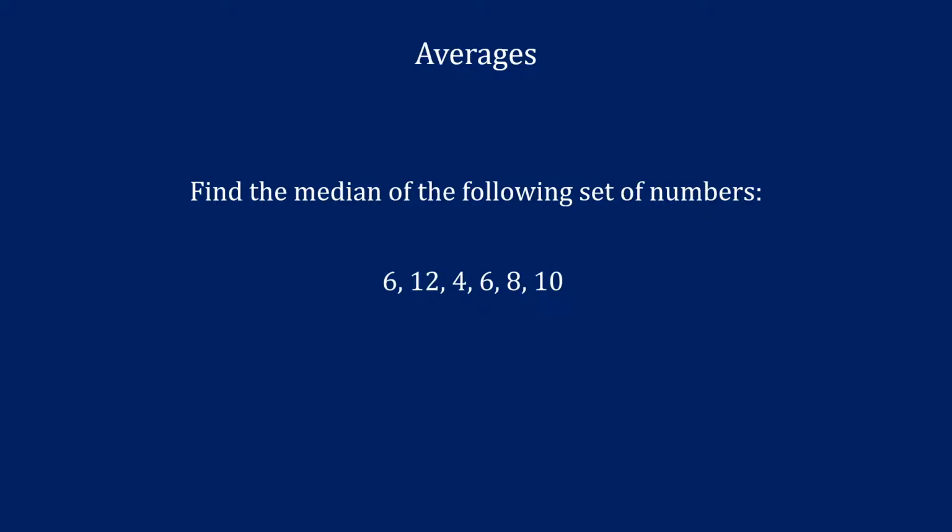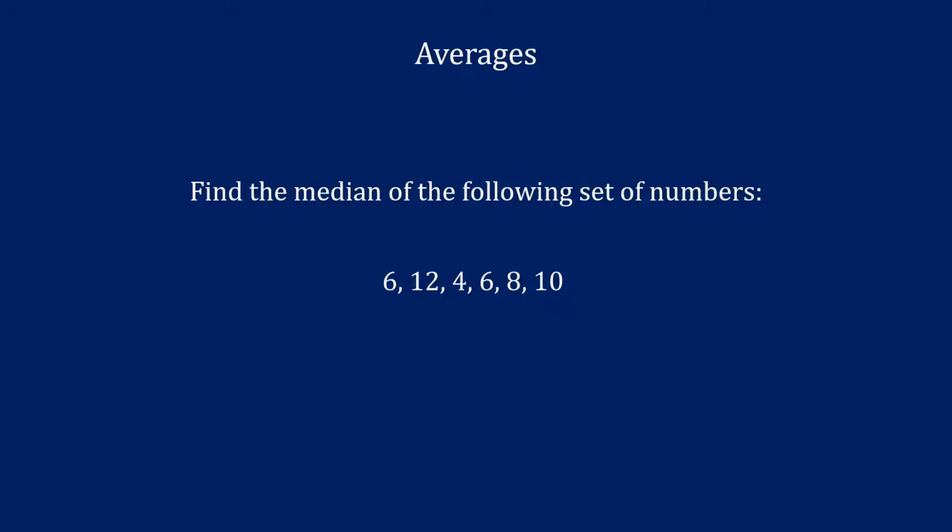Next one, find the median of the following set of numbers. Now, what is the difference between this one and the ones before? Try to think about it a little bit. Maybe pause the video, try to figure out what's the difference between this and the question before. So the difference is, now we have 1, 2, 3, 4, 5, 6 numbers. We have an even number of data points. So how is that going to work out?